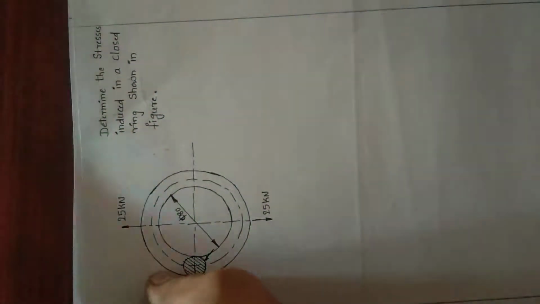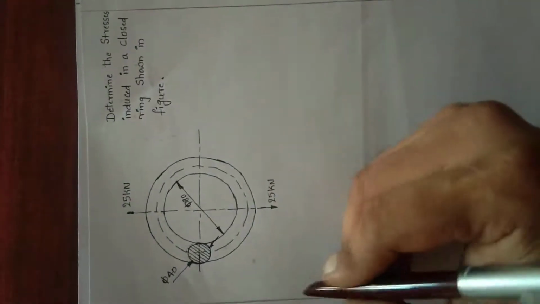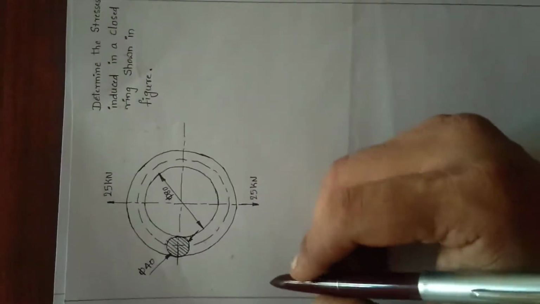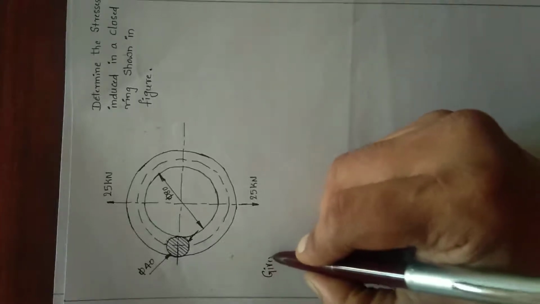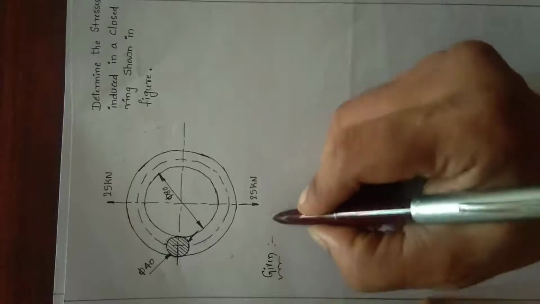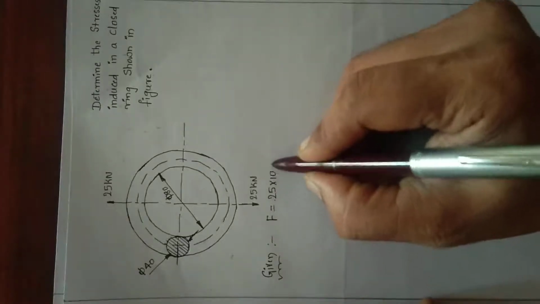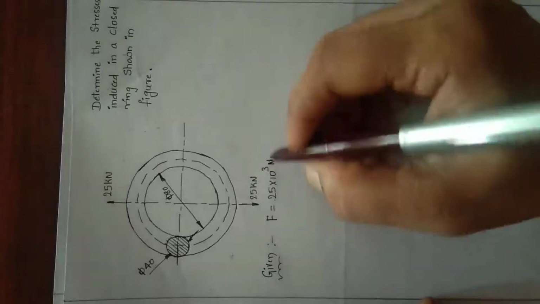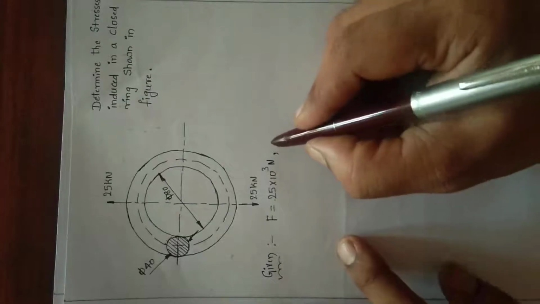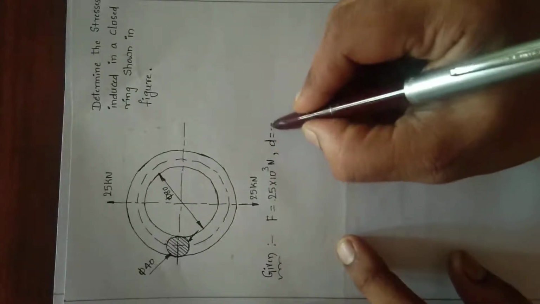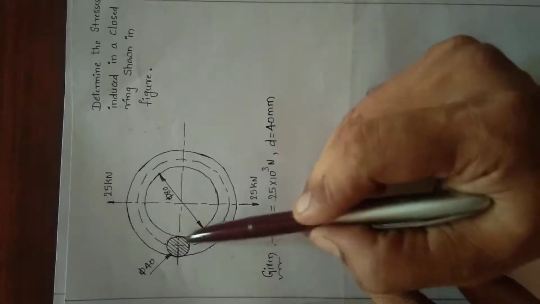So now first what we have to write is the given data. Given load F is equal to 25 kilo Newton and diameter small d is equal to 40 mm. So this is the diameter of the section.